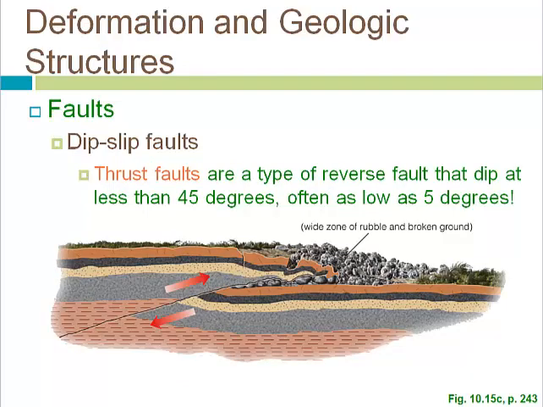And this is a dip-slip fault we call a thrust fault. In most cases, we just call them normal and reverse. This is just an extreme reverse fault, where the thrust fault is 45 degrees or less. They can be as low as 5 degrees, which means as this moves in, you basically pile up a bunch of rubble. Big, huge area of rubble zone that's in front of this fault.